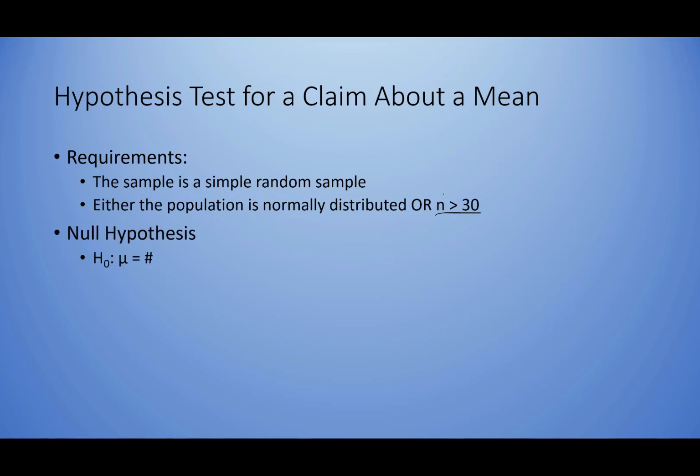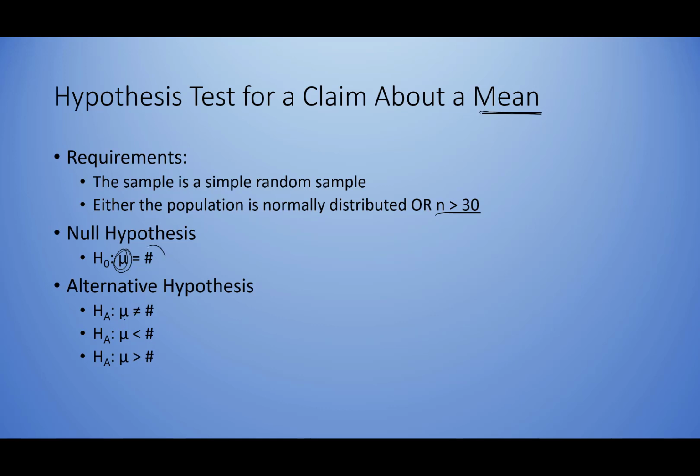Now, our null hypothesis, since we are testing a claim about a mean, we want to make sure we use the proper notation. So our null hypothesis would be that the population mean is equal to some claimed value. And then our alternative hypothesis can take one of three different forms depending on what we're trying to test. So we could have our alternative be that the population mean is not equal to that particular number. We could have the alternative be that the population mean is less than whatever our particular number was. Or we could have the alternative be that the population mean is larger than our claimed number.